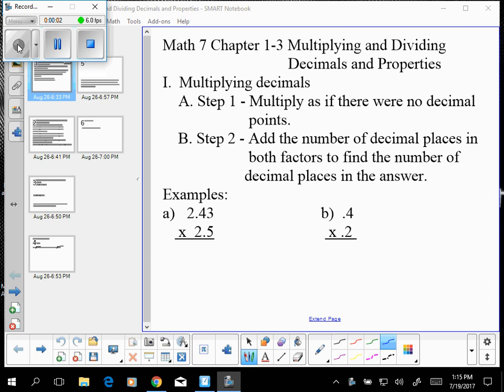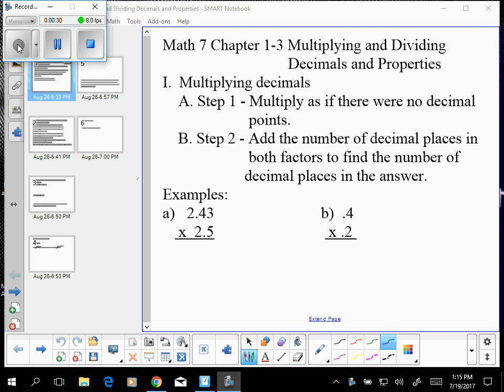Hi class, welcome to the discussion over Chapter 1-3, Multiplying and Dividing Decimals, and we're going to be working with some properties of multiplication. The first topic we're going to be dealing with is multiplying decimals. And my best advice for students is just multiply as though there weren't any decimal points in the problem. Just ignore them when you multiply. Take care of the decimal point later.